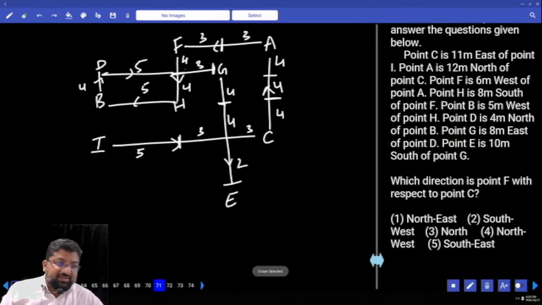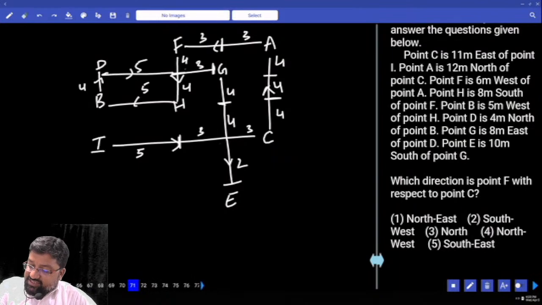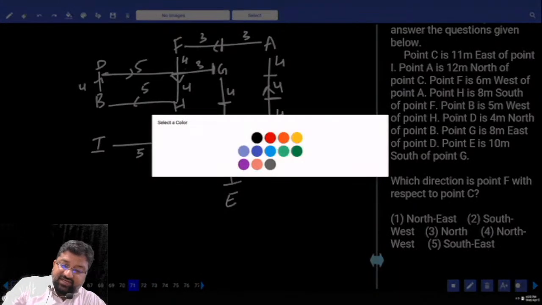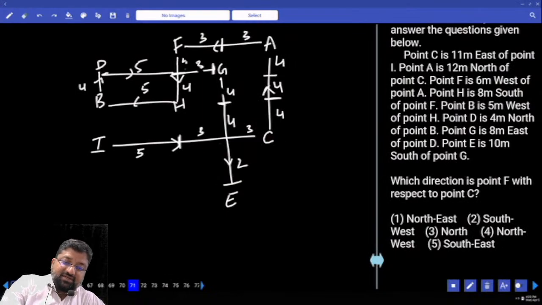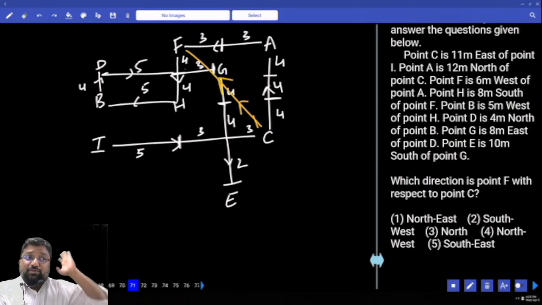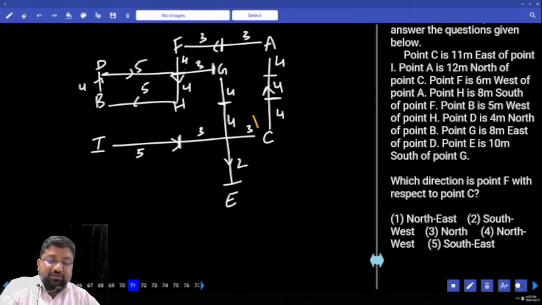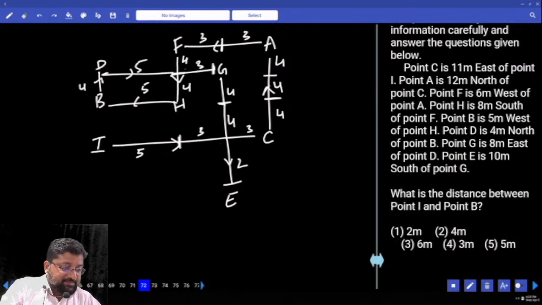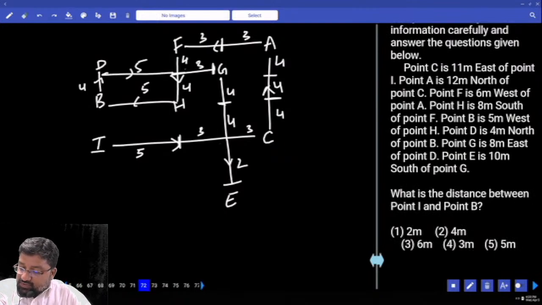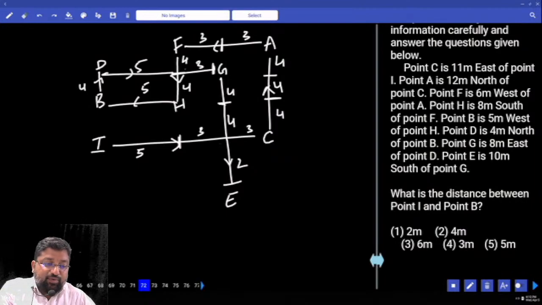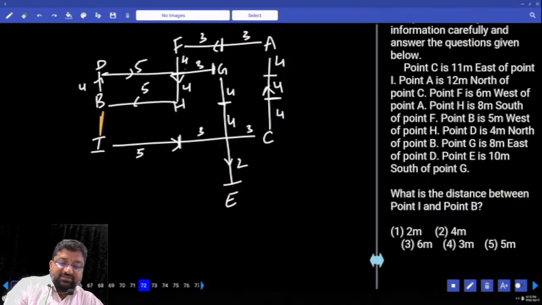What is the first question on this? Let me see. 71. What is he asking for 71? Which direction is F with respect to C? Wait a second. North, west. You are going towards top, but diagonally towards your left side. Diagonal towards left towards top is obviously north, west. Next, what is the distance between point I and point B? How much is this? 4.